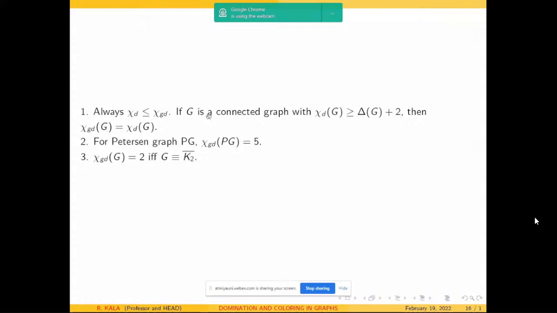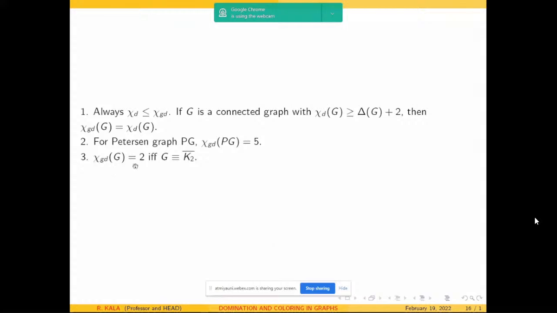Using this, you can immediately show that for the Petersen graph, chi GD is equal to 5, because for the Petersen graph you know delta is 3 and chi D is 5. So 5 is greater than or equal to this, and the equality condition holds here. So by this theorem, chi GD for the Petersen graph is 5. Finding chi GD itself is a very big problem, because you have to check for every vertex whether it has a DOM color class as well as an anti-DOM color class. If the graph is large, it is not that easy.